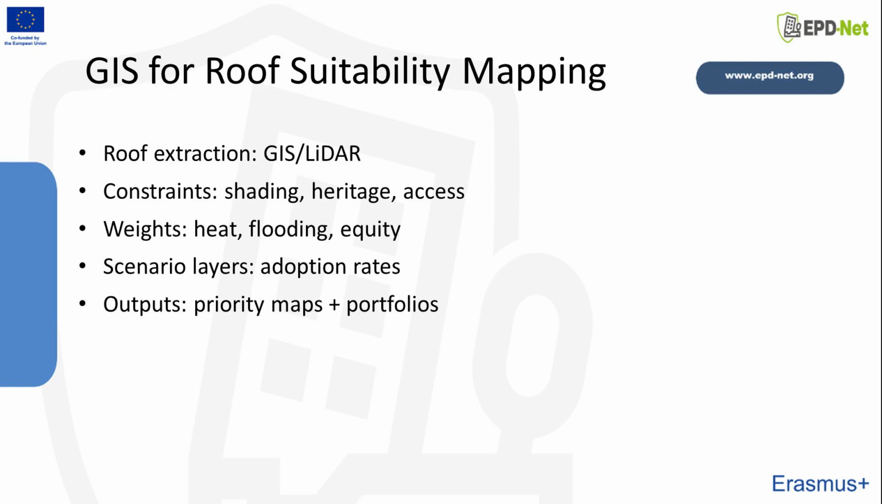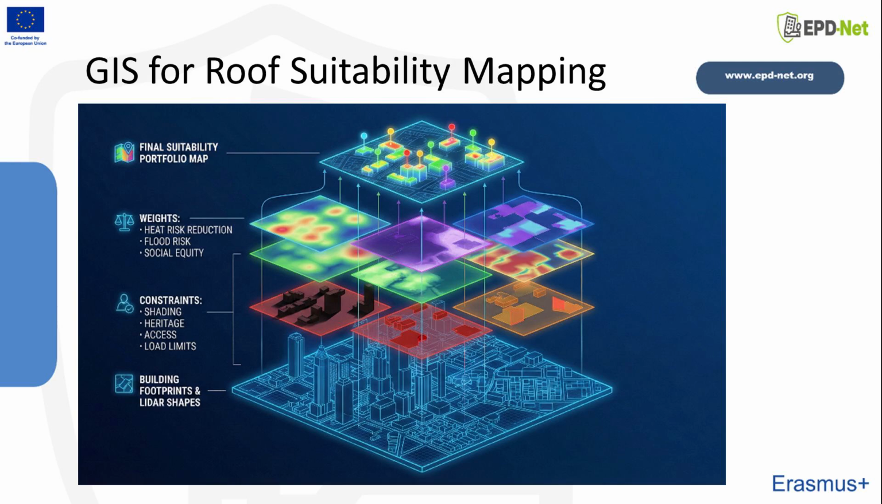GIS-based roof suitability mapping is a planning workhorse. The basic workflow is to extract roofs, often using building footprints and, when available, litter-derived roof shapes. Then you apply constraints such as shading, heritage restrictions, access, and load limits. Next you add weights that reflect planning priorities: heat risk reduction, flood risk reduction, ecological connectivity, or social equity. The outputs are not a single answer but a portfolio: priority maps, candidate project lists, and adoption scenarios that can be revisited as budgets and policies change.